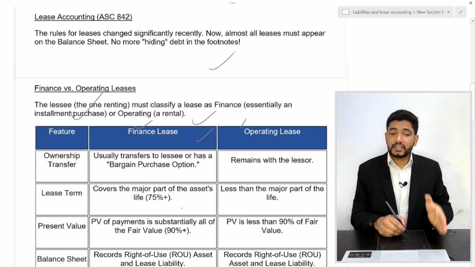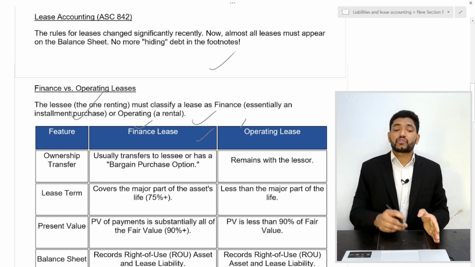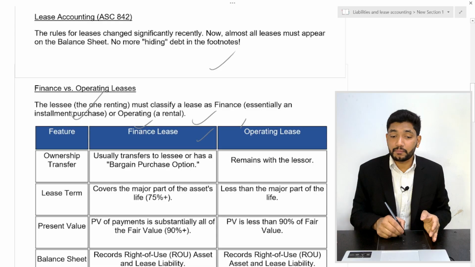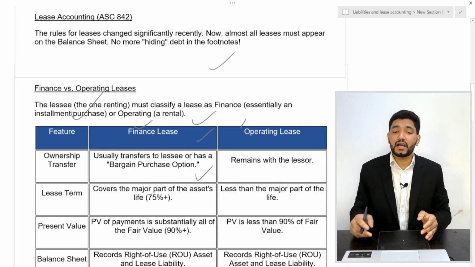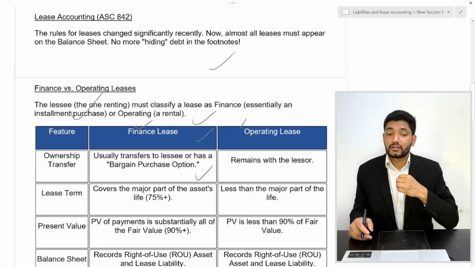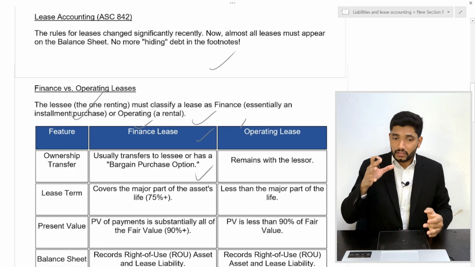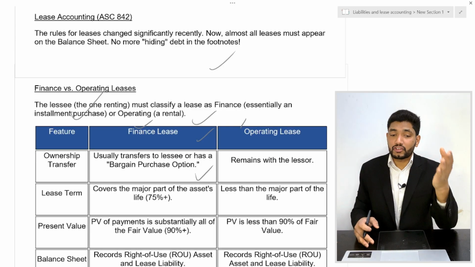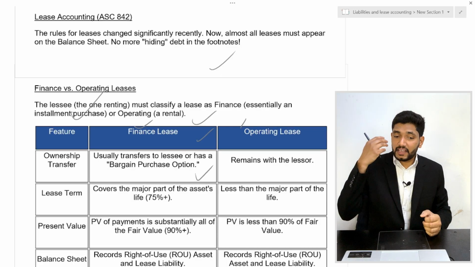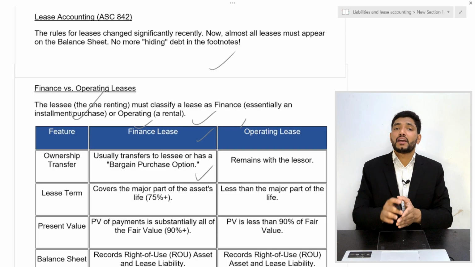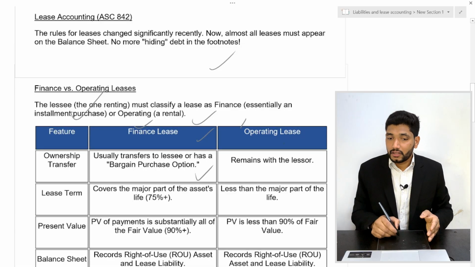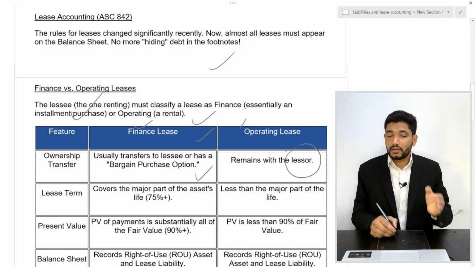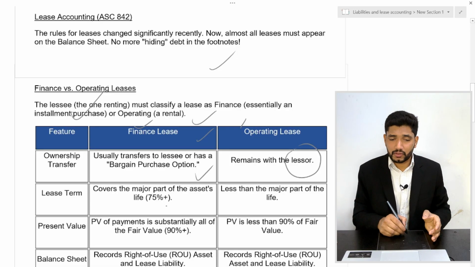The ownership transfer, when it comes to finance lease, usually transfers to the lessee, or the lessee has a bargain purchase option. Normally in the finance lease, two categories are there. First, you are transferring the ownership to the lessee, or the lessee has a bargain purchase option at the end of the contract. When it comes to operating lease, the ownership still remains with the lessor.